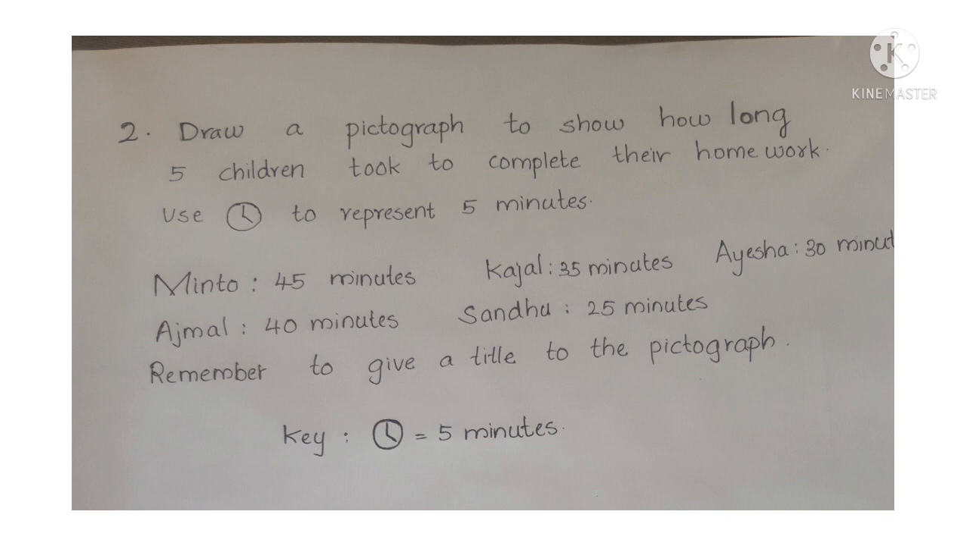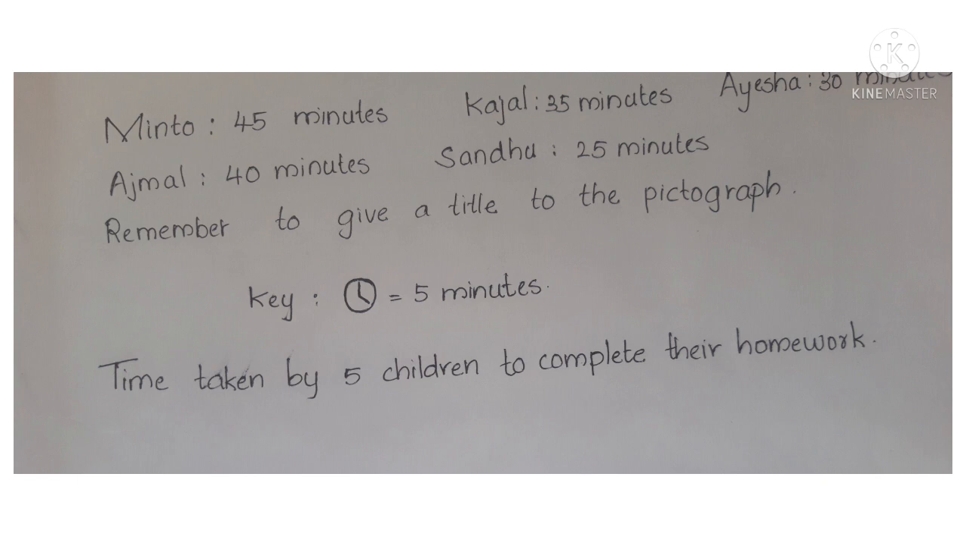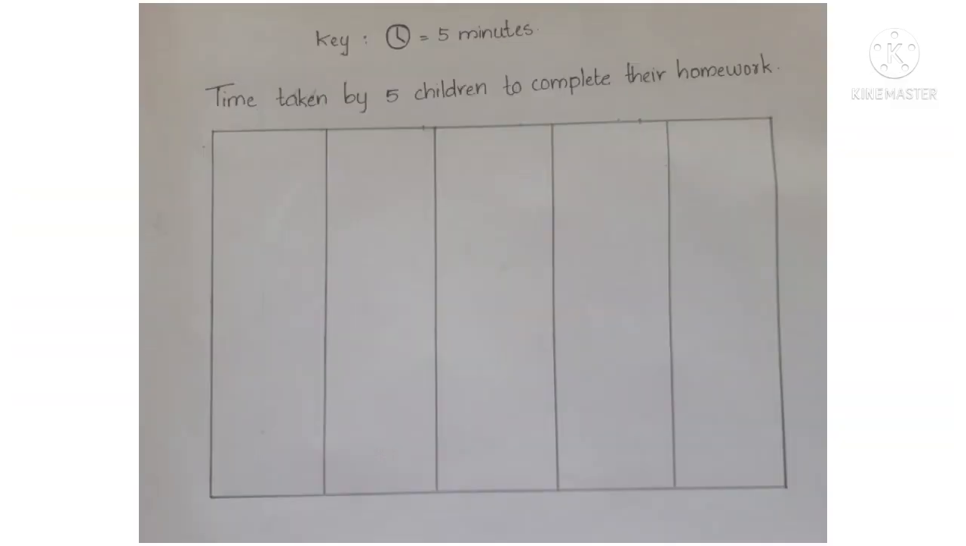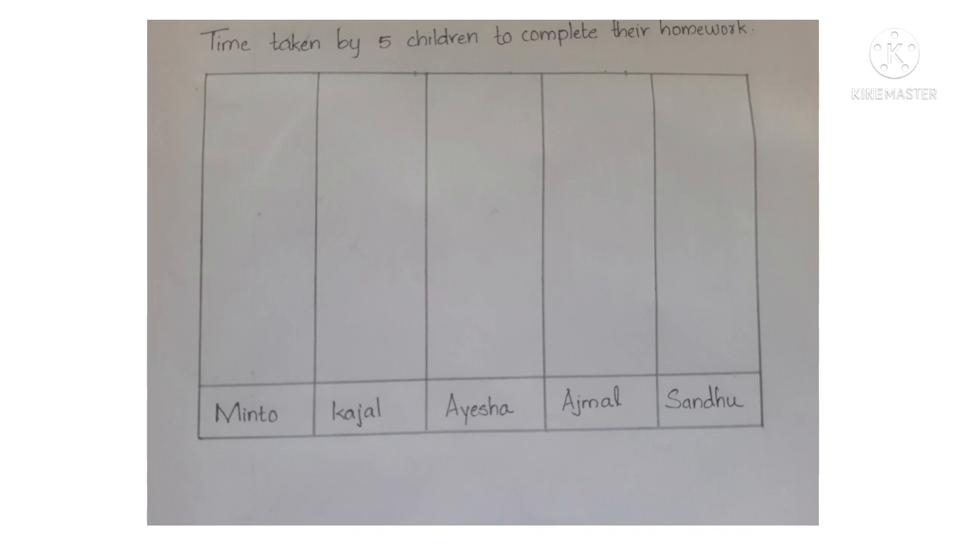So first we have to give a title to our pictograph. So we can just give: time taken by 5 children to complete their homework. Okay. So now we will draw like this with 5 columns. As we know, we have 5 children. Okay. And we will give their names: Minto, Kajal, Aisha, Ajmal and Santu in each column. And above that, we have to draw that clock symbol. The key is that a clock symbol represents 5 minutes.